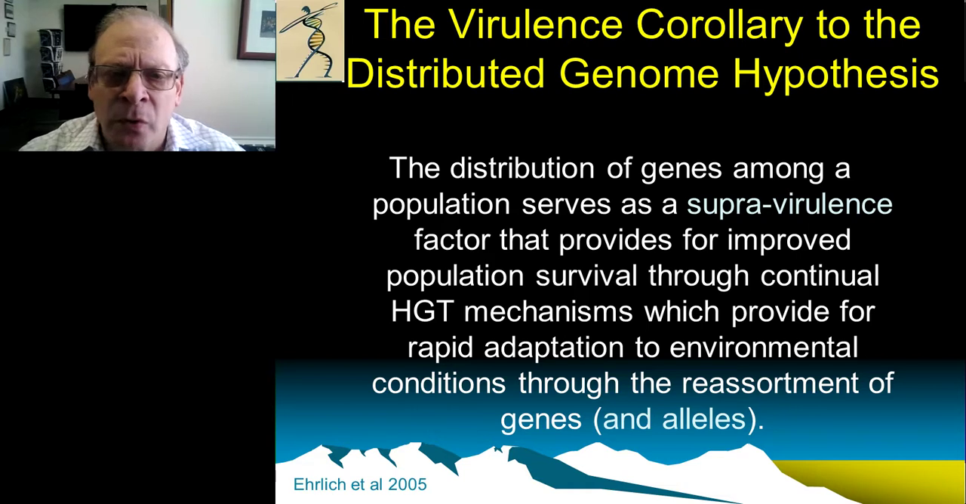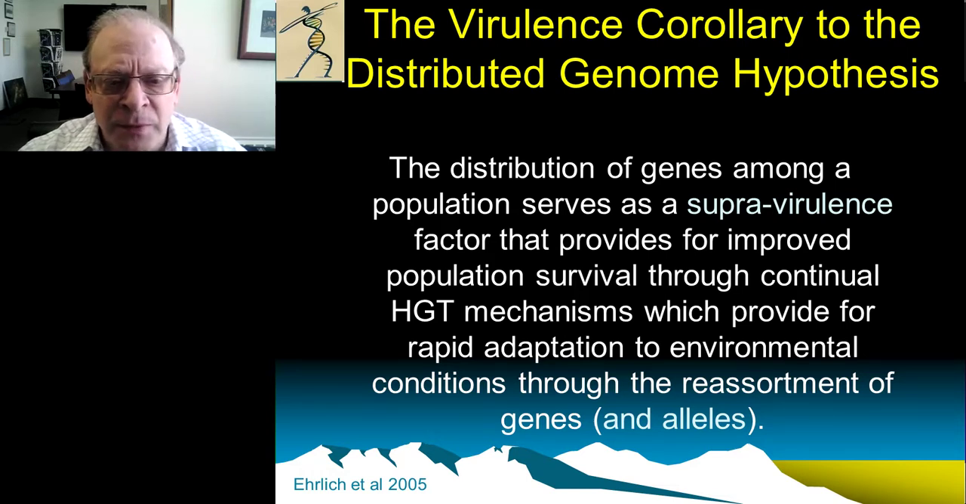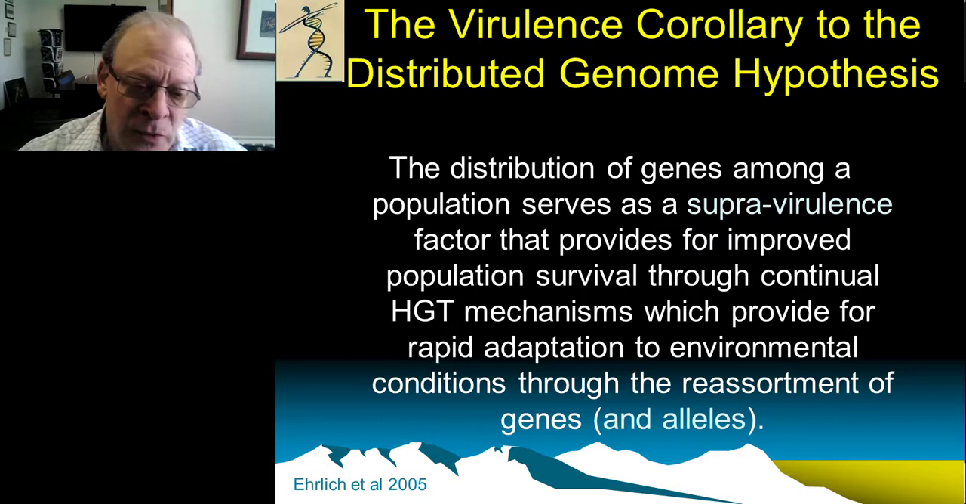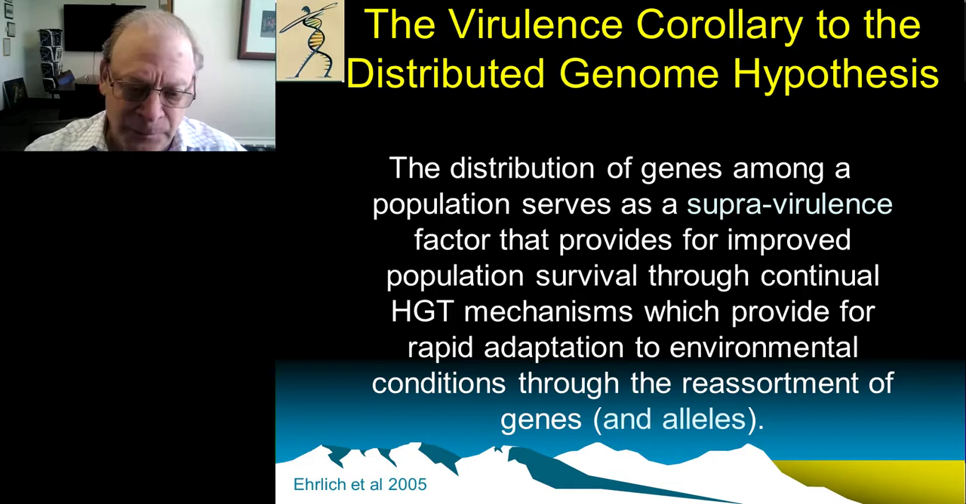And we have a virulence corollary to the distributed genome hypothesis, which states that this distribution of genes among a population serves as a supervirulence factor or a population level virulence factor that provides for improved population survival through continual horizontal gene transfer mechanisms, which provide for rapid adaptation to environmental conditions through the reassortment of genes as well as alleles. But what's important to talk about here is that we're talking about truly the reassortment of genes in most cases, and not just alleles.